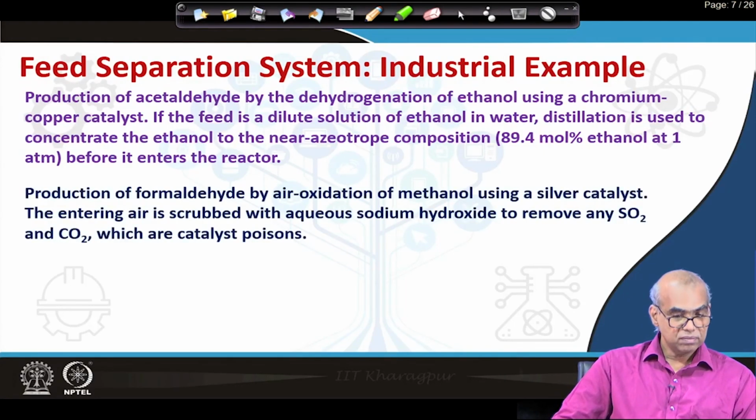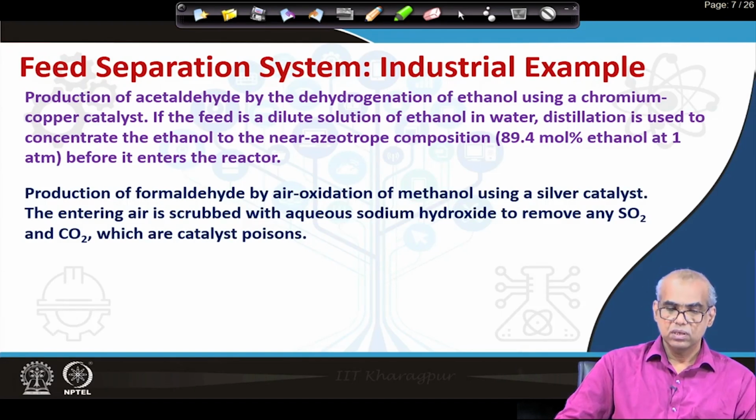Let us consider another example: production of formaldehyde by air oxidation of methanol using silver catalyst. The entering air is scrubbed with aqueous sodium hydroxide to remove any sulfur dioxide and carbon dioxide that may be present. Note that sulfur dioxide and carbon dioxide are catalyst poisons. So, before the feed enters the reactor, the feed is purified to remove sulfur dioxide and carbon dioxide.